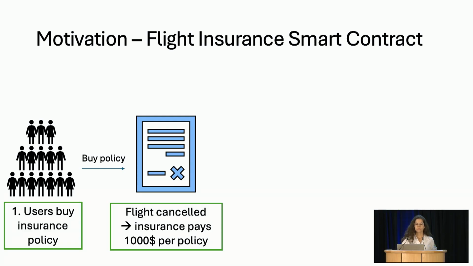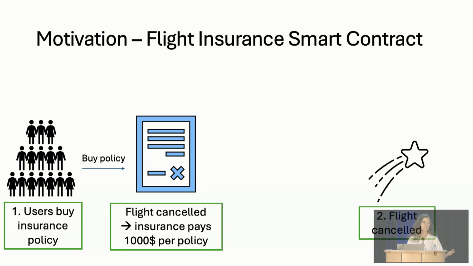So for our example, we have a company that wants to implement a flight insurance policy on the blockchain. So you have a smart contract that says, well, if your flight gets canceled, then you get $1,000. So users can go and buy this insurance policy by sending a transaction to the blockchain. And now, unfortunately, your flight got canceled.